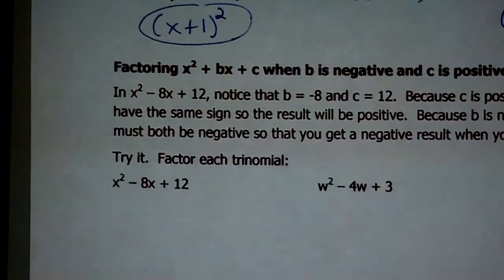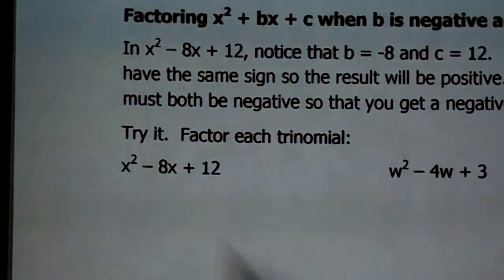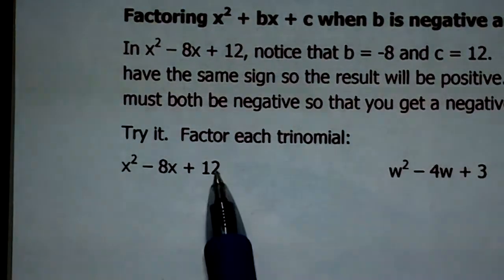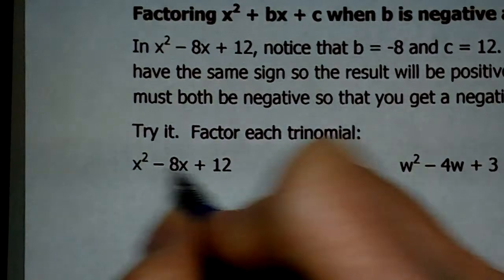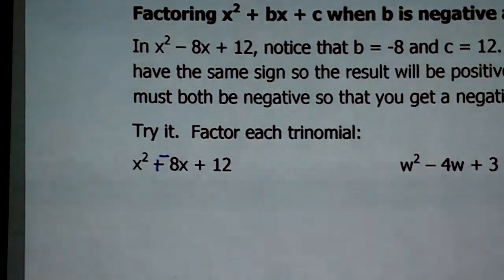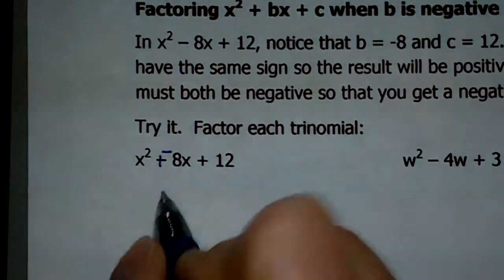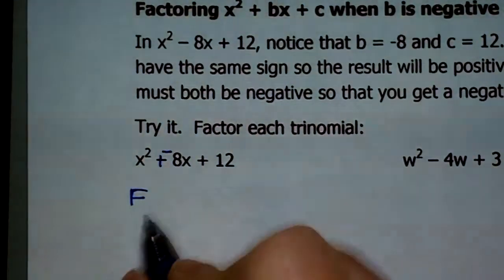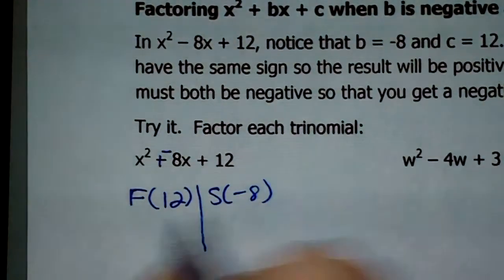So if you see an equation in the form of, I'll just call it a minus plus, why not, where the b is being subtracted and the c is being added, this means a negative b, right? That means it's a negative 8. So when you have a negative b, we're still going to do this little factor sum chart, the factors of c to get the sum of the b.